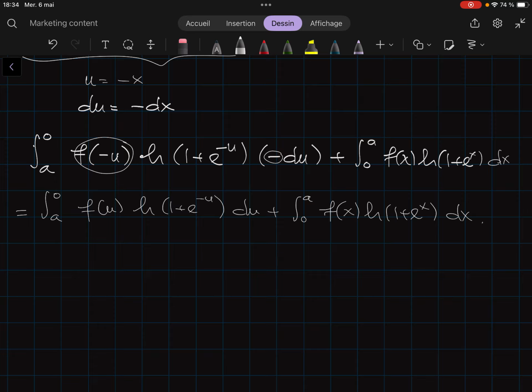We'll need to do a bit of manipulation first before we can add the two integrals. The bounds here are from 0 to a. So let's swap the order of the bounds to go from 0 to a. So that means we have to take the minus sign out.